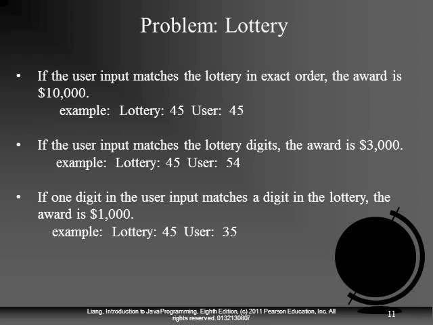And if they have any one of the numbers correct, so again, if we pick 45 and they pick 35, then they have one of the digits correct, and we'll award them $1,000 for that. All right, we'll look at some pseudocode and then some of the code.